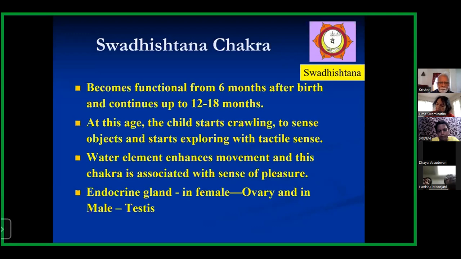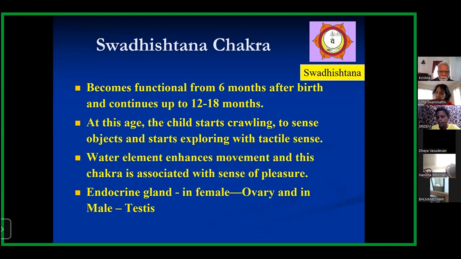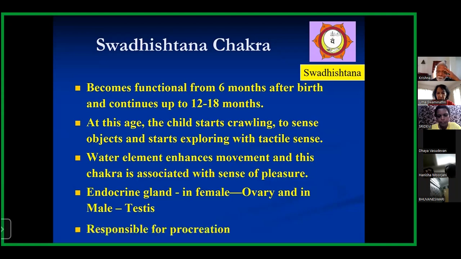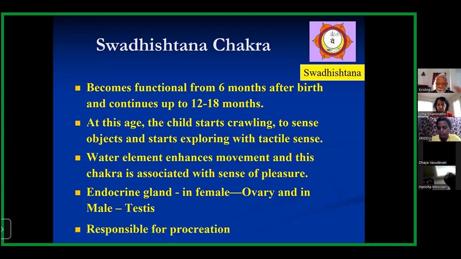The gland, in case of a female child, is the ovary, the reproductive system. The main endocrine gland is the ovary. In case of a male, it is the testis, which is the endocrine gland. So these endocrine glands are present in the form of the ovary in case of a female, and the testis in case of a male. They are absolutely essential for procreation, for the next generation, for reproduction.